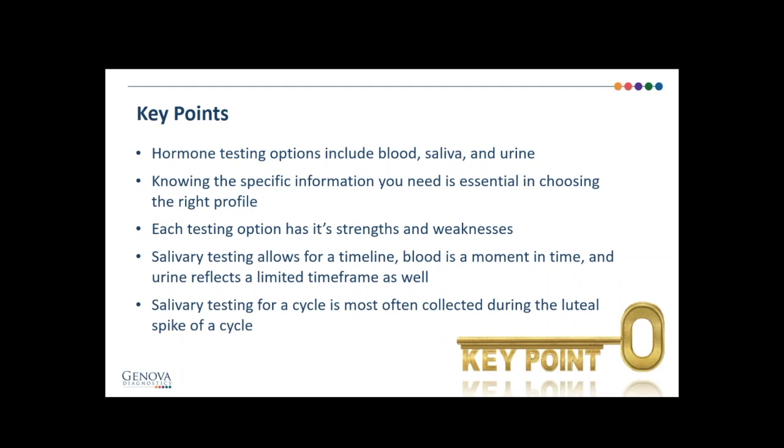Salivary testing for a cycle is most often collected during the luteal spike of a cycle. So whenever you're trying to get a better look at progesterone, think about that luteal phase spike, days 19 to 21.